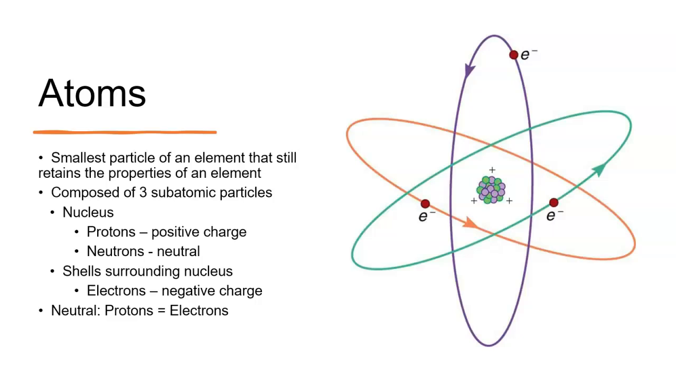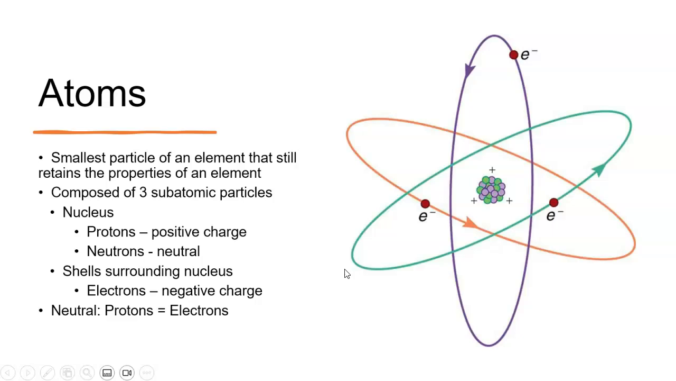So atoms make up elements, but atoms themselves have what we call subatomic particles. Subatomic particles are protons and neutrons that are found in the nucleus of an atom, and in orbits around the nucleus we have the third type of structure. Those are called electrons. Now remember, protons, neutrons, and electrons are subatomic particles.